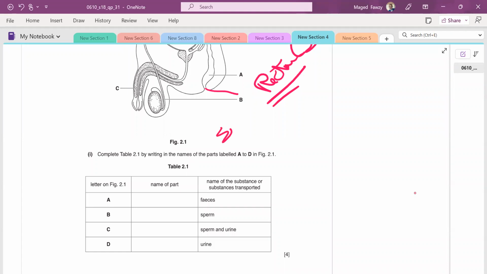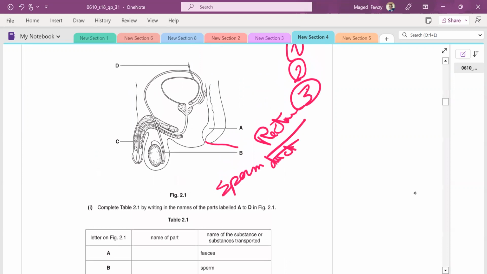B is the sperm duct, because it takes the sperms from the testes to the prostate to add the fluids and then outside the body through the urethra. What's C?